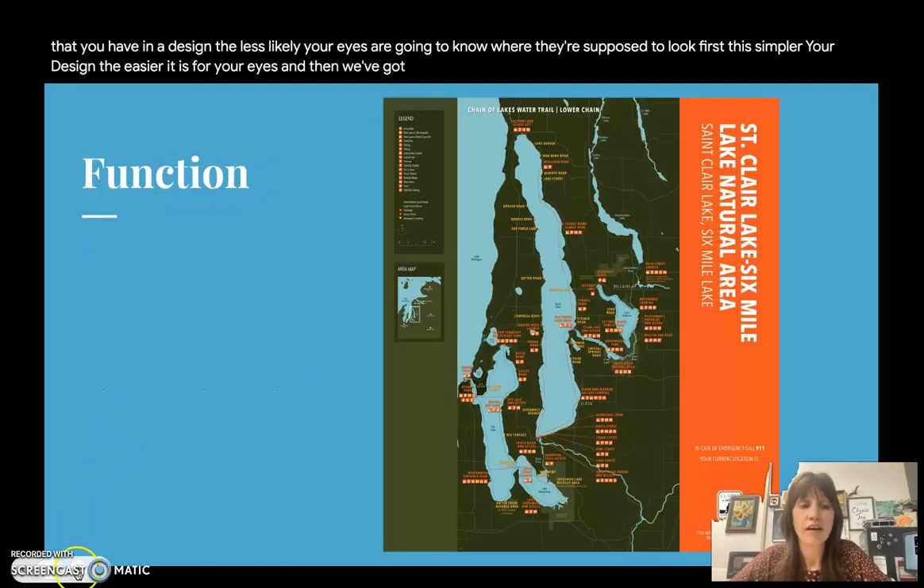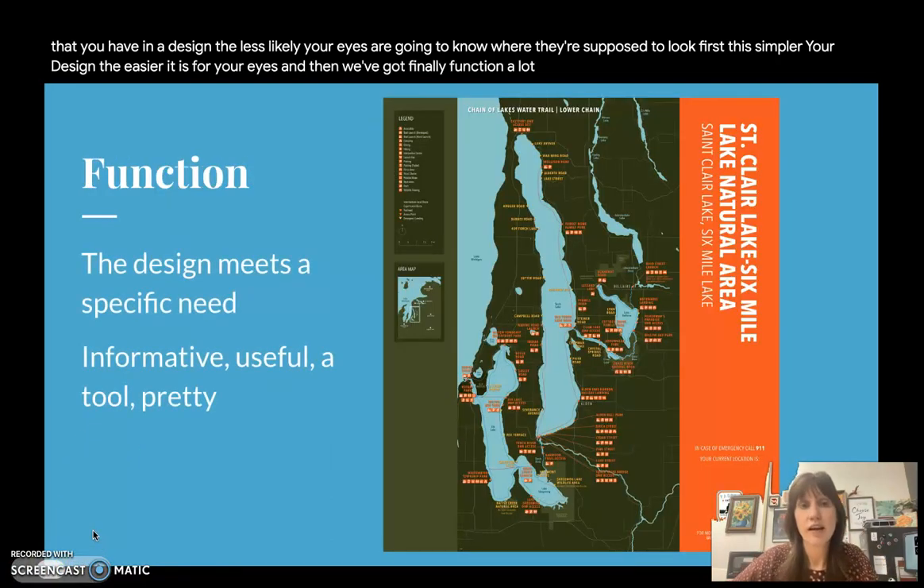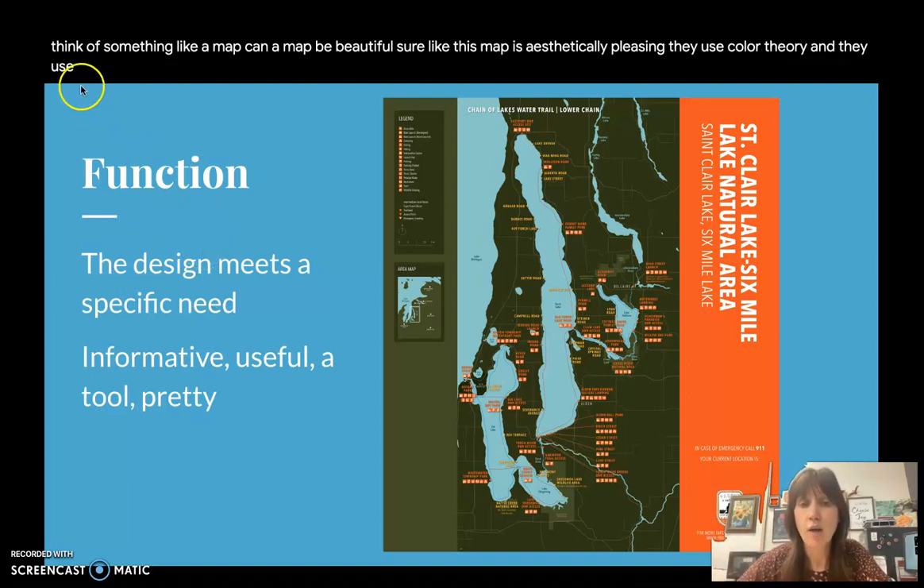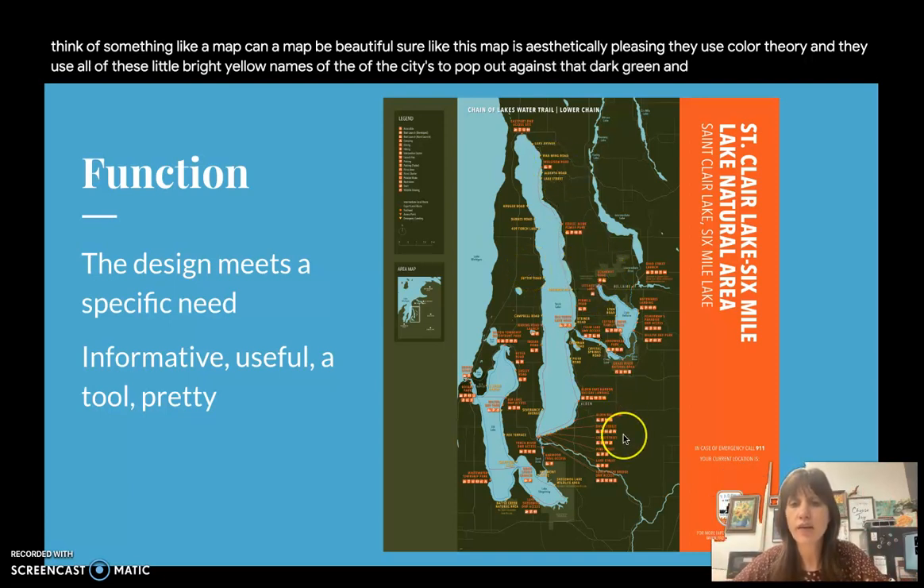And then we've got, finally, function. A lot of design has a function to inform you, right? But think of something like a map. Can a map be beautiful? Sure. Like this map, it is aesthetically pleasing. They use color theory and they use all of these little bright yellow names of the cities to pop out against that dark green. And the red does the same thing.